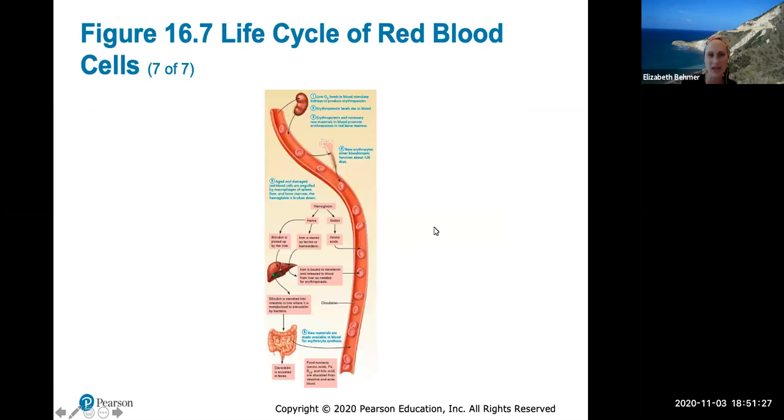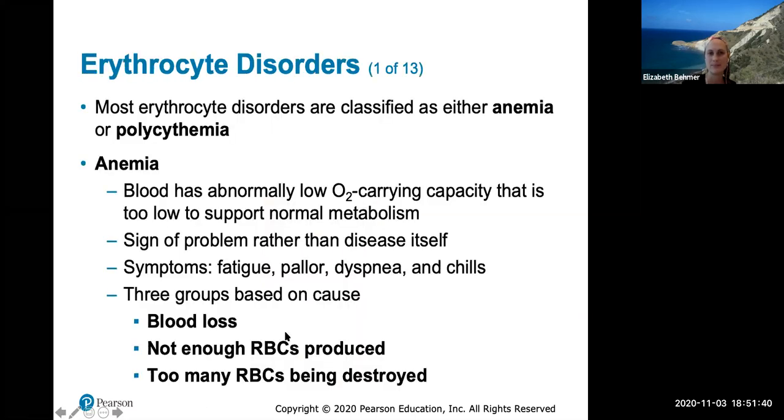So this is just a look at the life cycle of a red blood cell, how the different parts are broken up and where they go for either destruction or elimination, whether that's in your liver, the spleen, or out of the body as feces.